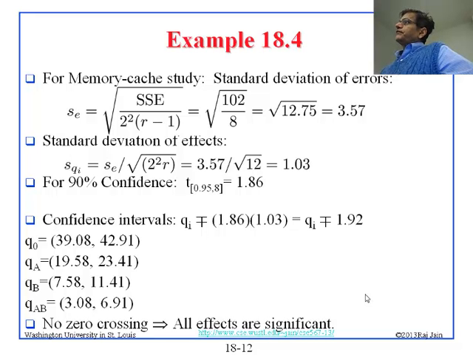For 90% confidence interval with 8 degrees of freedom, we read the t value at 0.95 and 8 degrees of freedom, which is 1.86. And the confidence intervals come out like this. None of them include 0, so all of them are significant.